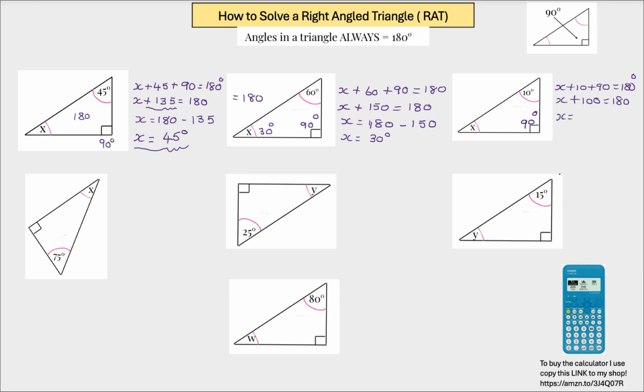X equals, that hasn't changed. We're only looking at this one. It's a plus, so it's a negative 100. So we now know that 180 minus 100 is 80 degrees. And you can always look at that and go 80 plus 10 is 90. 90 plus 90 equals 180.